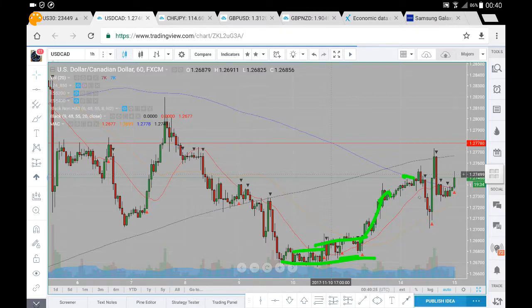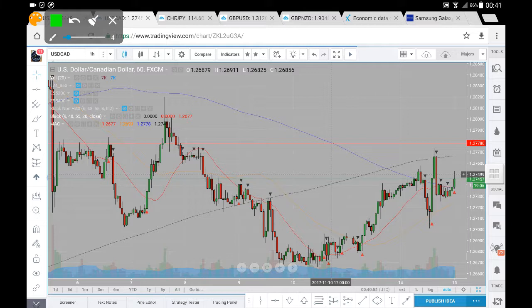We've come up to the 200 period moving average, and we have had a pretty strong pullback all the way down to 127. And we've had a very strong move to the upside. We've covered quite a distance from 127 all the way up to 127.70, and within about 3 hours we've seen a very strong bullish move on the US dollar against the Canadian dollar.